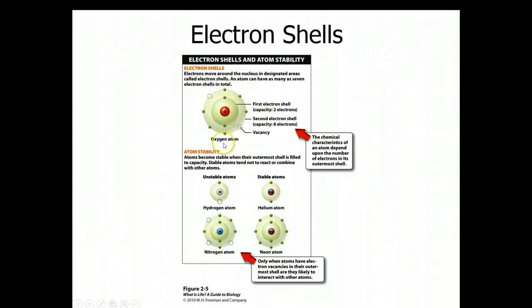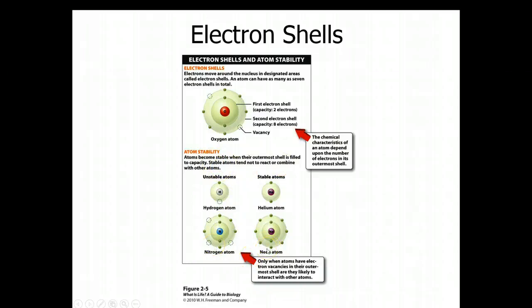So the total number of electrons in the outer shell has to be 8 due to the octet rule that we discussed, but we can have as many as 7 electron shells. We're only going to really concern ourselves with up to 3 in this course. At atomic stability, atoms become stable when their outermost shell is filled to capacity. They like to have those filled.